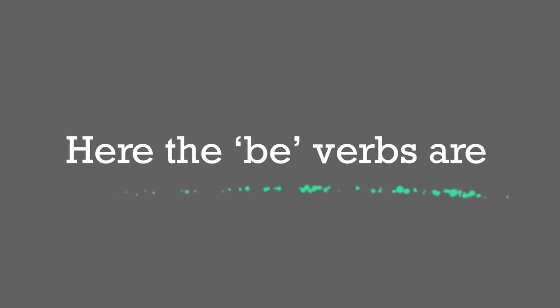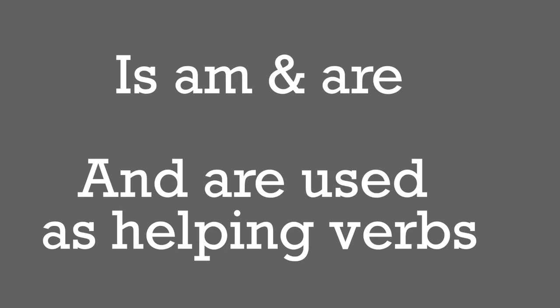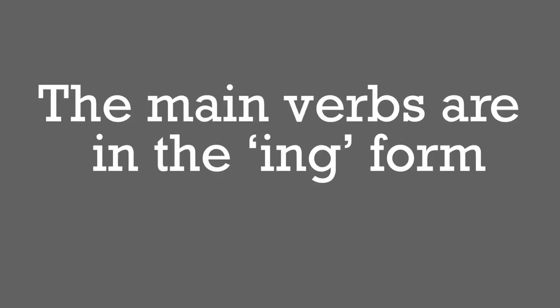Here the be verbs in these sentences are is, am, and are, and they are used as helping verbs. And the main verbs are in the ing form. Now look at the examples once again. I think now you'll understand better.